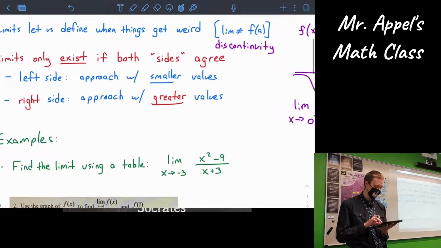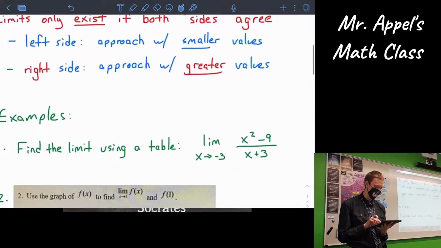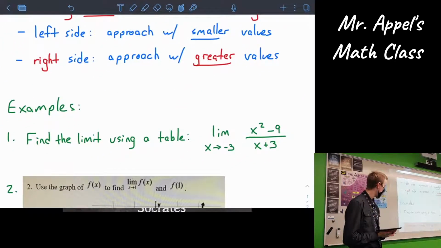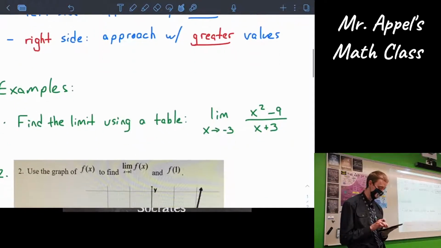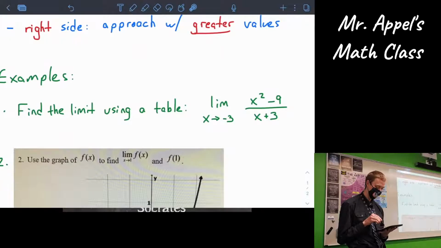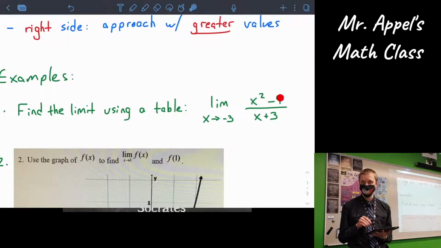So let's try our first example. We're going to find the limit using a table of this function. So we want to know the limit as x approaches -3 of our function x squared minus 9 all over x plus 3.